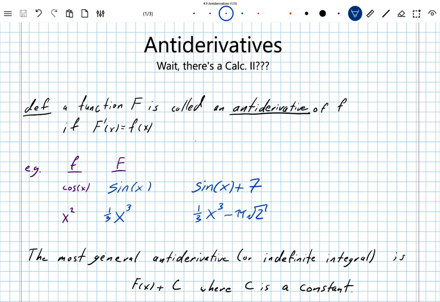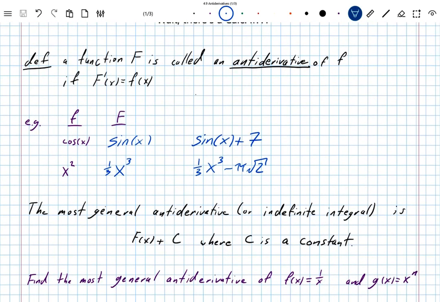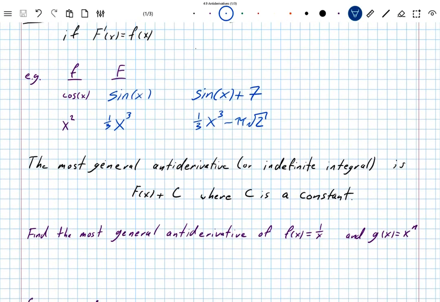And we'd like to be able to represent all of the possible correct answers, which brings us to the most general antiderivative. Most general. Later on in Calculus 2, you'll call this an indefinite integral. Antiderivatives and integrals, they're related by something called the fundamental theorem of calculus. They're basically the same thing. The fundamental theorem of calculus tells you how area, derivatives, and antiderivatives are related to each other. So stay tuned for that in your next class.